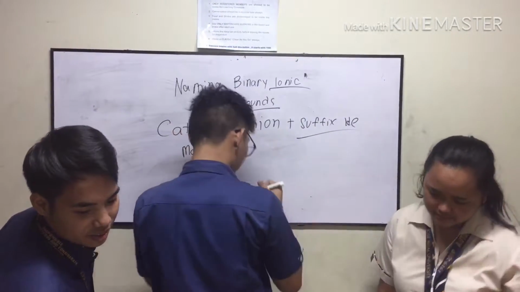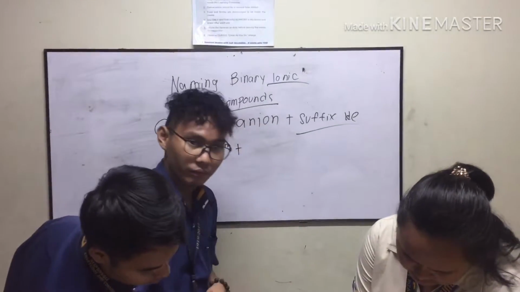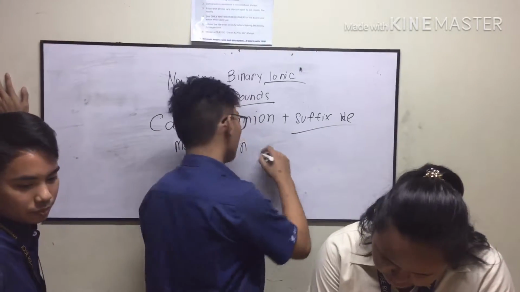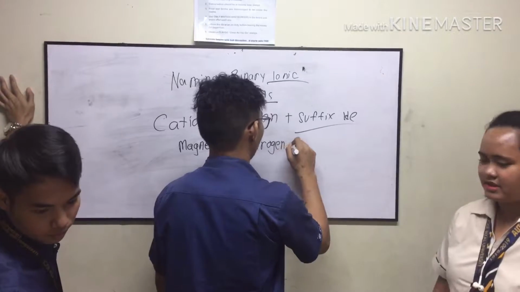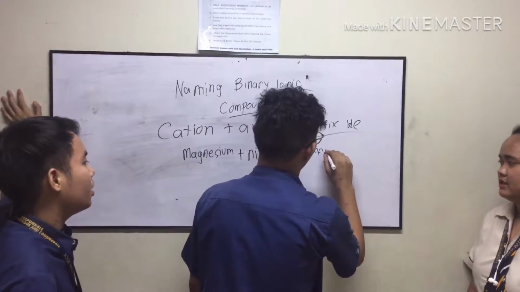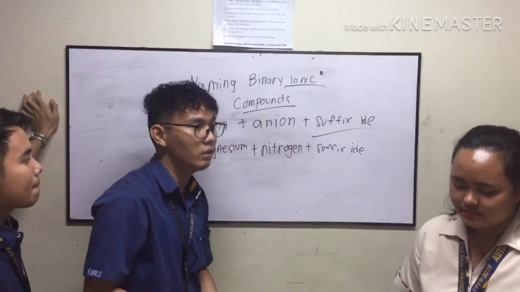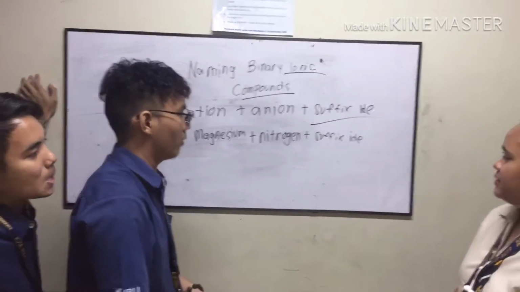So give me an anion. I will give it a try. I will give nitrogen. Am I right? Nitrogen is a non-metal. Yes, it's a non-metal element, plus the suffix -ide. So how do we combine these?